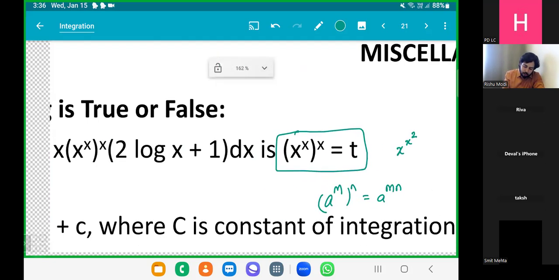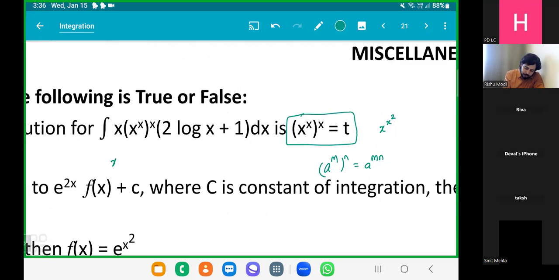So as per the given question, it is x raised to x square into 2 log x plus 1. This is the simplified form. It cannot be more simplified. Now the question says, what if I have taken this substitution? Is it correct or not? So what is the rule of substitution? I take that term as t whose derivative will go away along with dx. So we need to check what happens if I take x raised to x square as t.